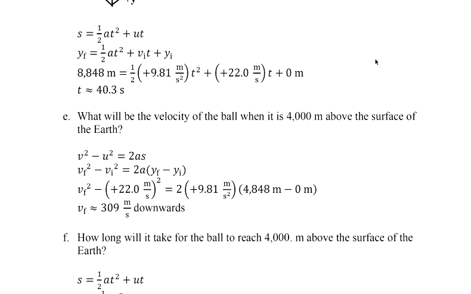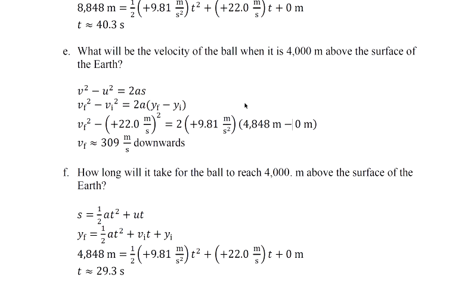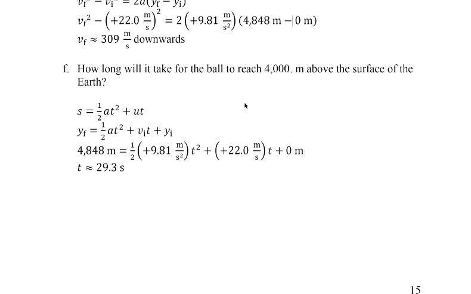Part E: What would be the velocity of the ball when it's 40 meters above the surface of the Earth? So our original displacement is 0. Our final displacement is 88.48 minus 40, which is 48.48. Solve for v final. Part F: How long will it take for the ball to reach 40 meters above the surface of the Earth? How long? So we want an equation with time.